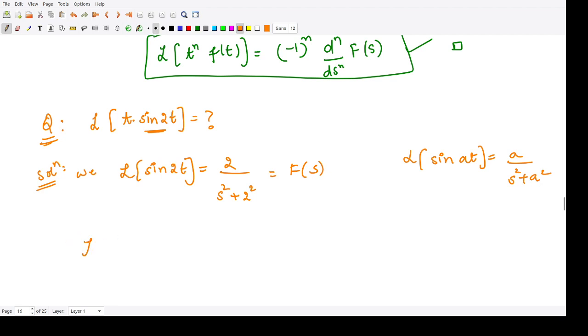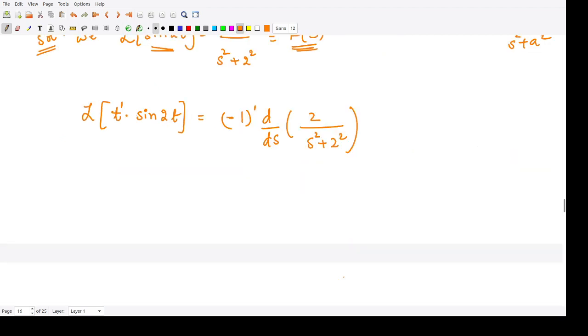Now if I wanted to calculate the Laplace transform of t into this function f of t, so t into sine 2t, according to this formula, if I am multiplying with t to the power 1 here, I would have minus 1 raised to power 1, and then the first derivative of this quantity f of s. What is this quantity? It is 2 divided by s square plus 2 square. So it would be minus 1, and then here 2 would come out, and then I will take the derivative for this particular quantity.